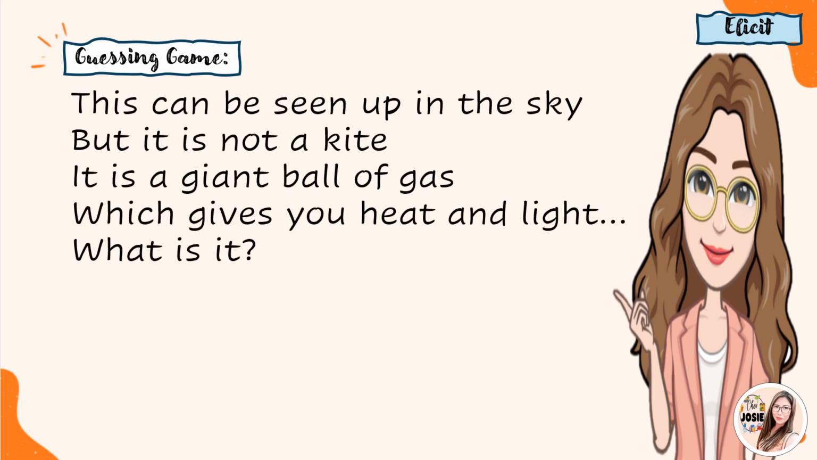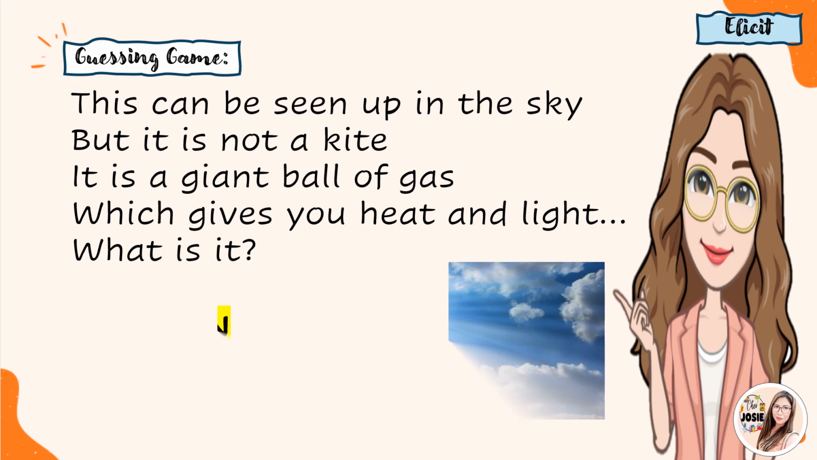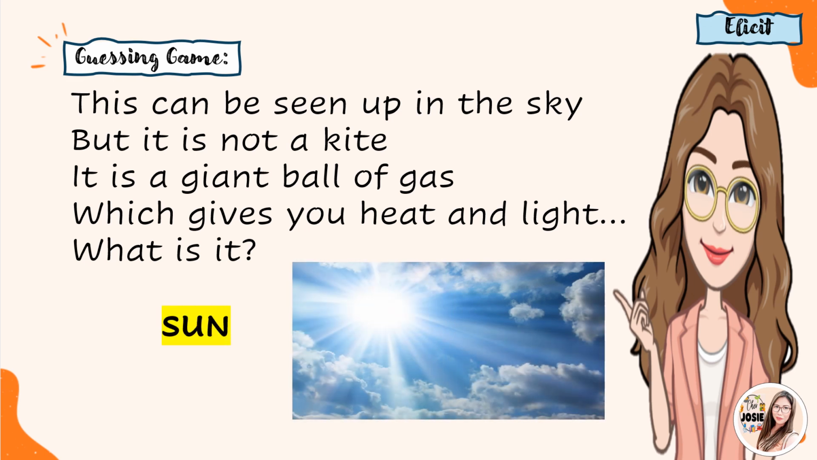This can be seen up in the sky, but it is not a kite. It is a giant ball of gas which gives you heat and light. What is it? Very good. It is the sun. The sun gives us heat and light on Earth.